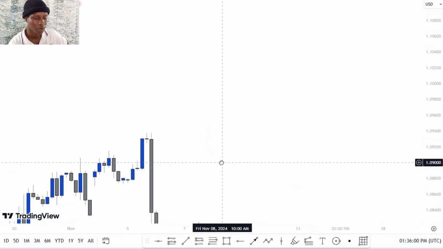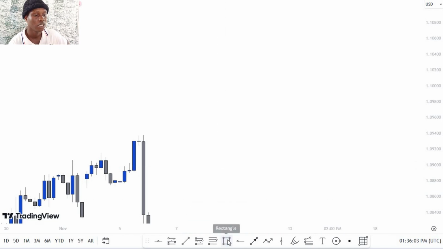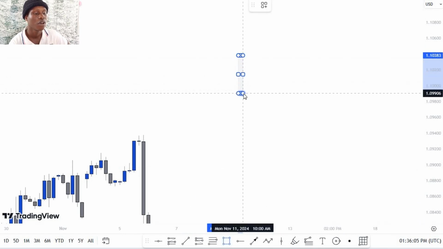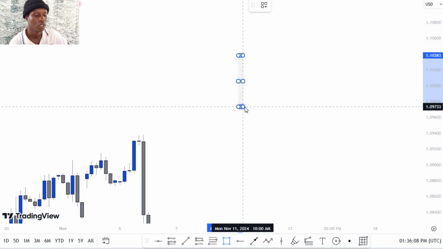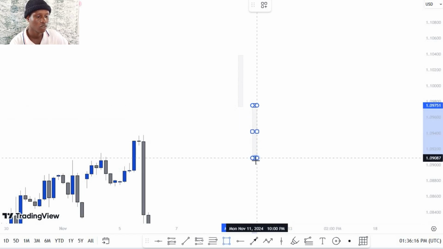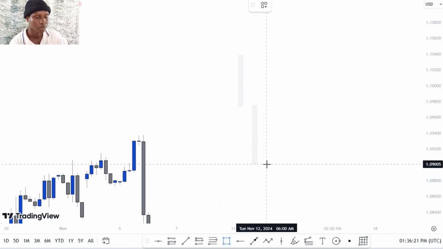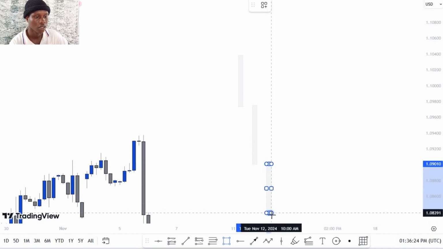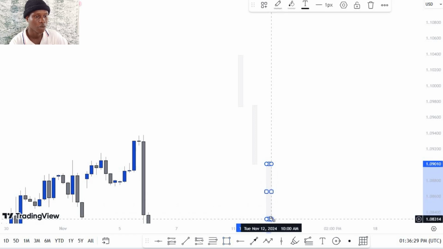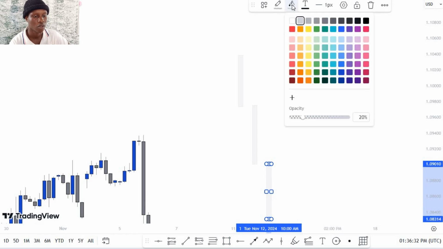And how do we identify fair value gap? Fair value gap is simply the gap between three candles. Let's assume that is our candle 1, and this is our candle 2. Then let's have our candle 3 here. Let me make it bold, and I will use blue since my candles are blue.